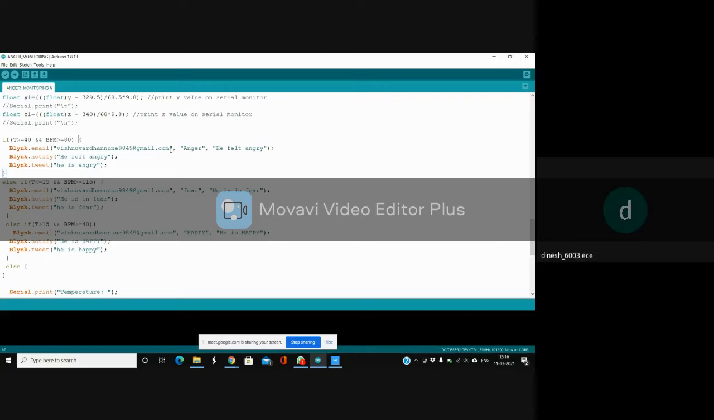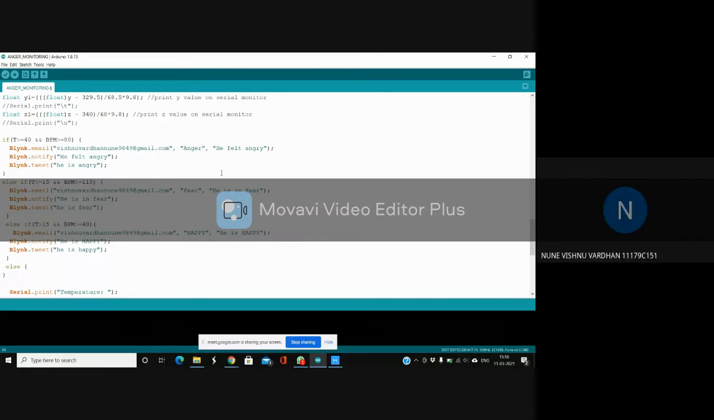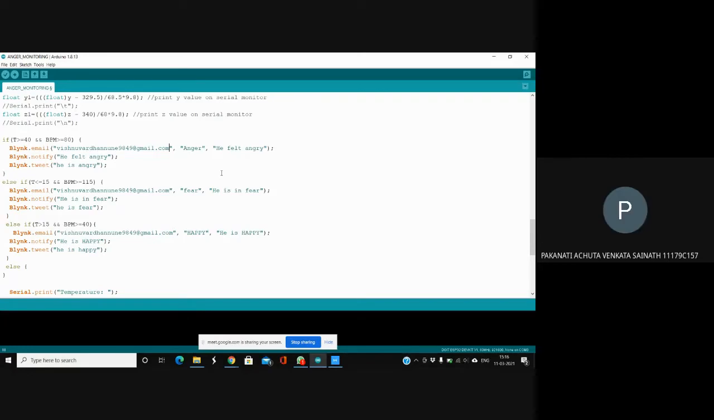No, it is not mandatory that I should give only Vishnuvardhan's mail ID? No, sir, it is not mandatory. We can give another mail address. For example, I can give Narendra Modi's mail ID also. Yes, sir. Any valid mail ID we can give, sir.